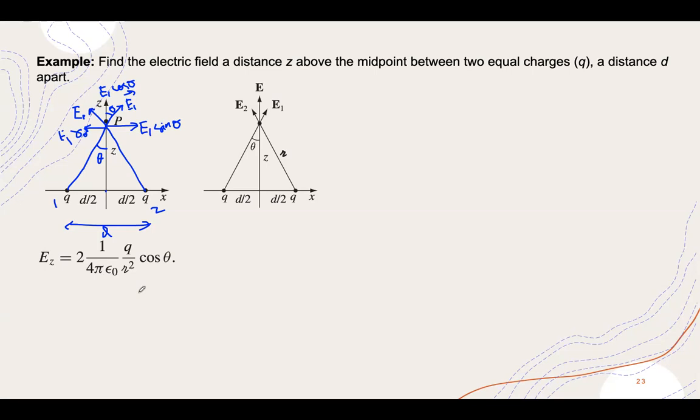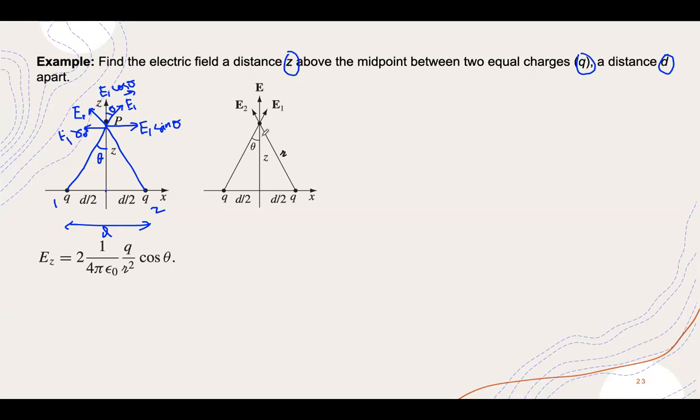So now the point is that the question doesn't end here, because the given quantities are only z, q, and the distance d. What we need to do is represent R and cos theta, because R is our assumption and cos theta we don't know, since it is not given. So we have to find cos theta and R in terms of z and d.